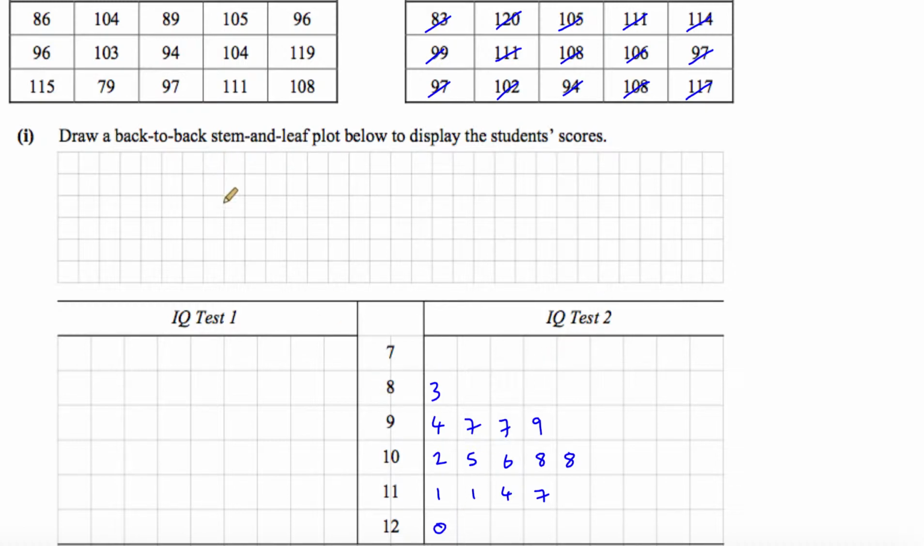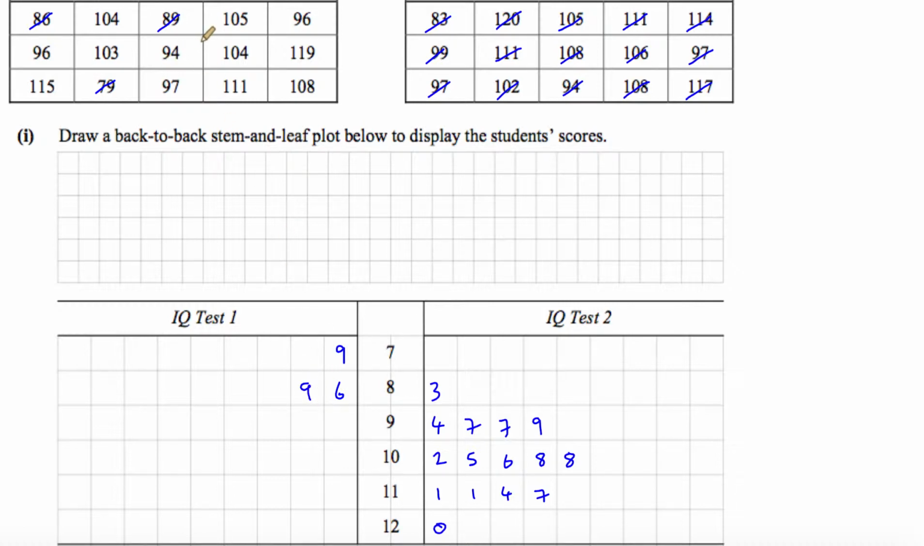Now, just be careful when you're doing the back-to-back stem and leaf. You always keep the lowest numbers closest to the stem. So when I'm starting with the lowest value I can see this time, which is 79, I'm going to put the 9 in here, close to the stem of 7. So 79, then I'm going up to the 80s. I have 86, 89, they're the only two 80s. 86, and then outside that 89.